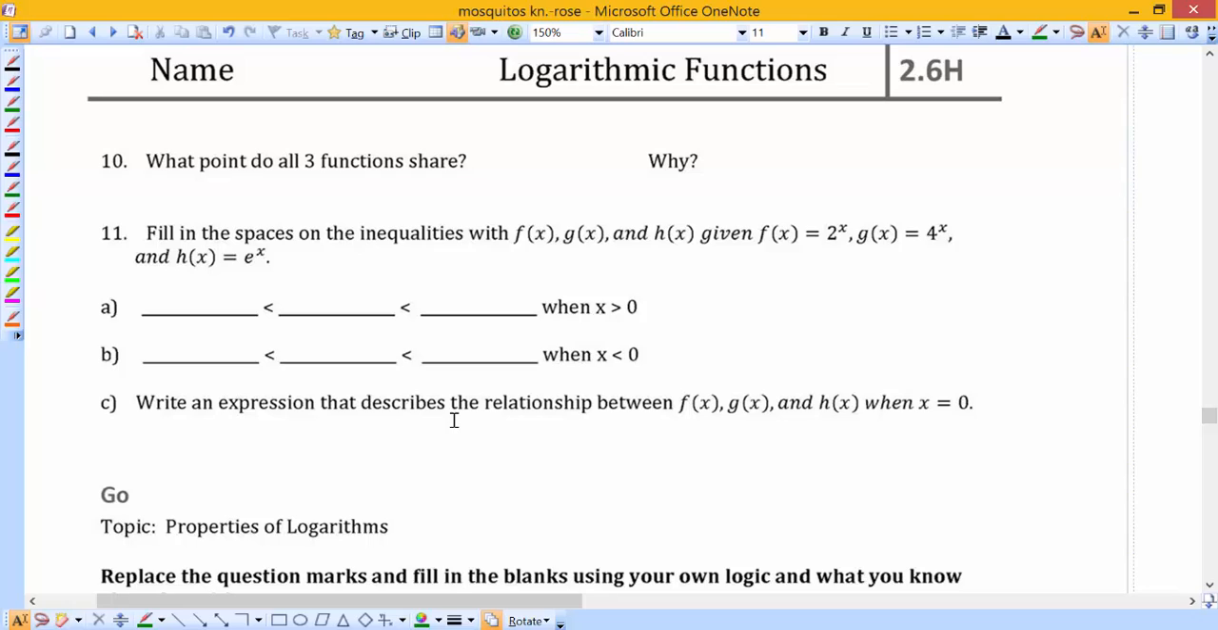Now, in the next part of this set, what point do all 3 functions share? Look at your graph. Okay, so 10 is going to go with the graph that's on the other page. Please make sure you don't get confused with that. Now 11. 11 is giving you multiple functions. You have f, g, and h. So it's asking you to order them from least to greatest.